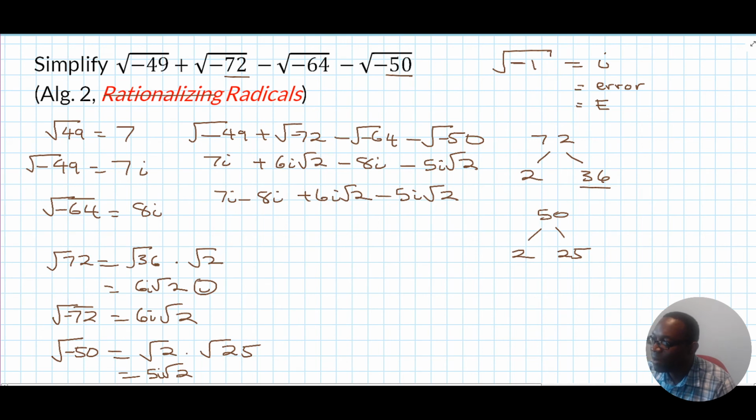So 7i minus 8i, ignore the i, look at it as you're doing some algebra, look at it as an x. 7x minus 8x is going to be negative 1x, so this is going to be negative i. 6i minus 5i is going to be i square root of 2. So this is Algebra 2, and there's some pre-calculus here as well. So I just wanted to throw one in for the 11th and 12th graders.